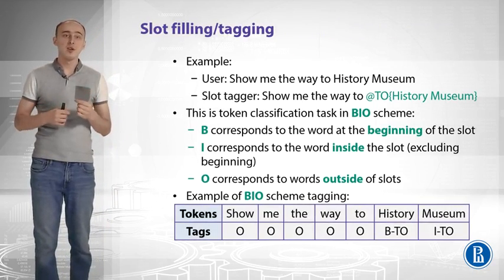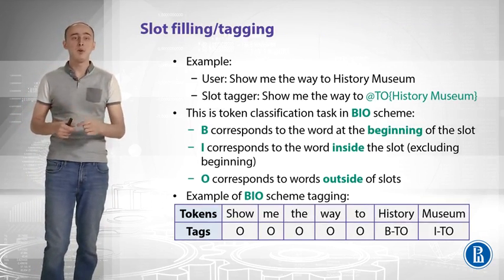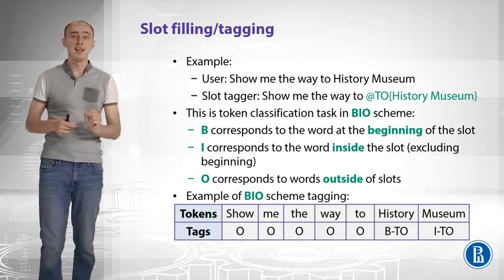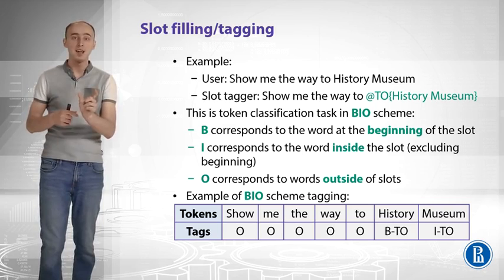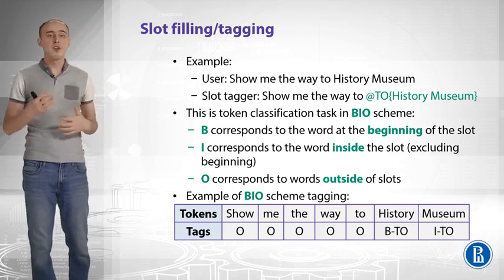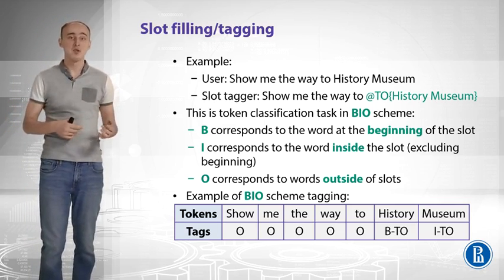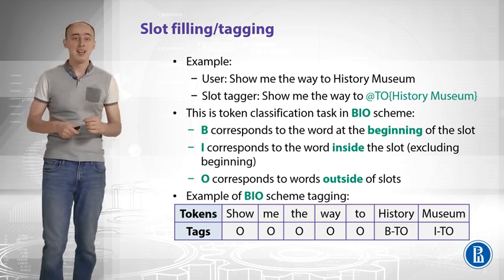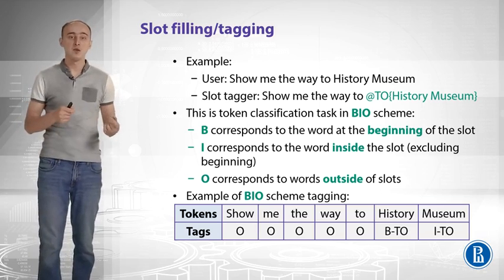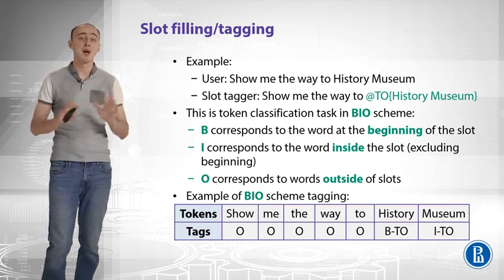Let's look at a slot filling example. The user says, show me the way to History Museum. What we expect from our slot tagger is to highlight that History Museum part and tell us that History Museum is a value of the to slot in our form. You should think of it as sequence tagging, and let me remind you that we solve sequence tagging tasks using BIO-scheme encoding. Here, B corresponds to the word at the beginning of the slot, I corresponds to the word inside the slot, and O corresponds to all other words that are outside of slots.